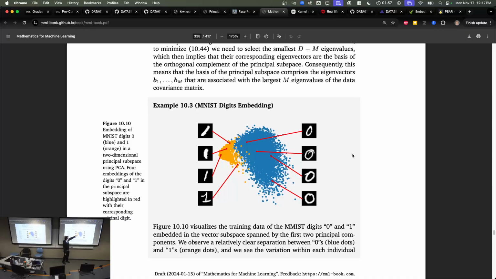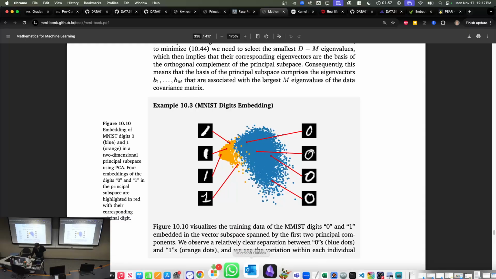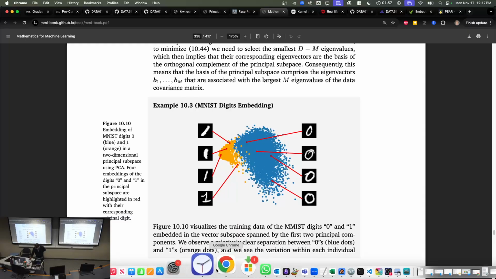So the ones are over here, and the zeros are over there. You can see a clear difference. The ones are on this side, the zeros are on that side. So you can cluster things. Even if they're hard to tell apart in the original space, they might be very easy to tell apart in the projected space. So this is another really nice application of PCA. Okay, clustering. What else we got?